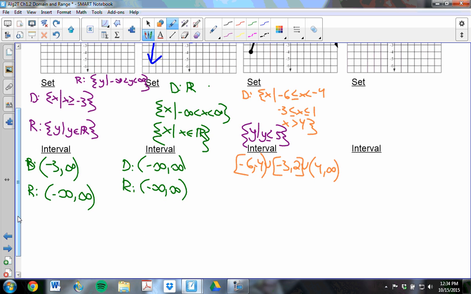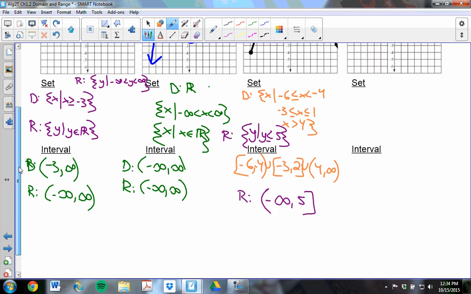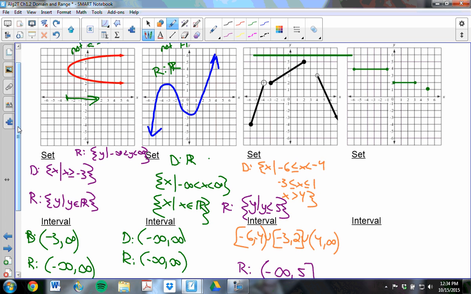And the range of this in interval notation would be from negative infinity to 5, including the 5, but not including the negative infinity. Ranges and domains should always go from least to greatest as you list them. In either form, set or interval, they should always go from least to greatest. Okay, last one.